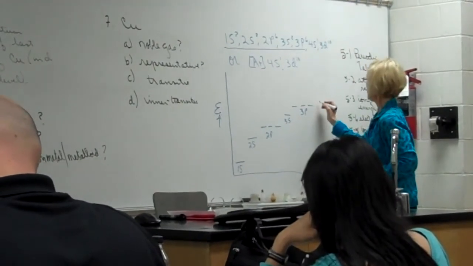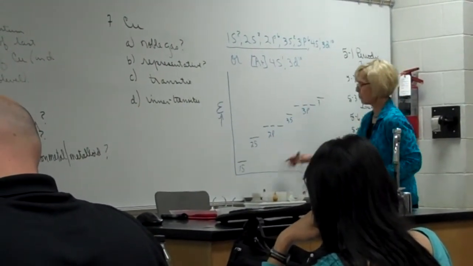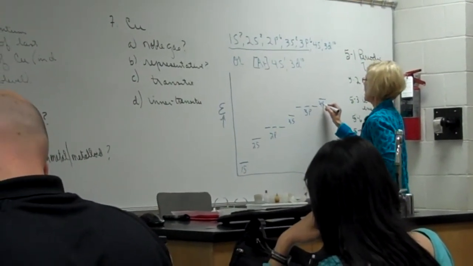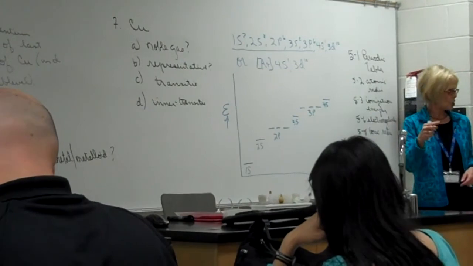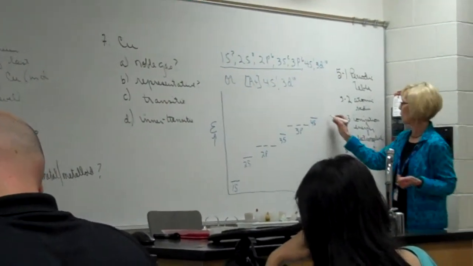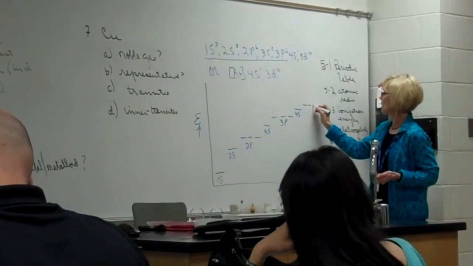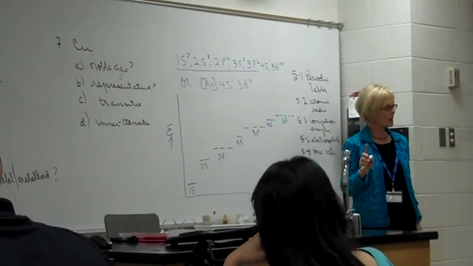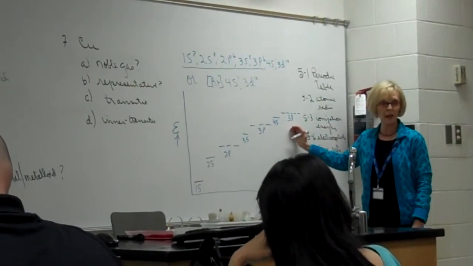Okay, there's 3p. And then we go to 4s because we fill out of order. And so our explanation for it filling out of order is that this 4s must be a tiny bit lower. And then we go up here to the 3d. And usually a box diagram is never past this point.